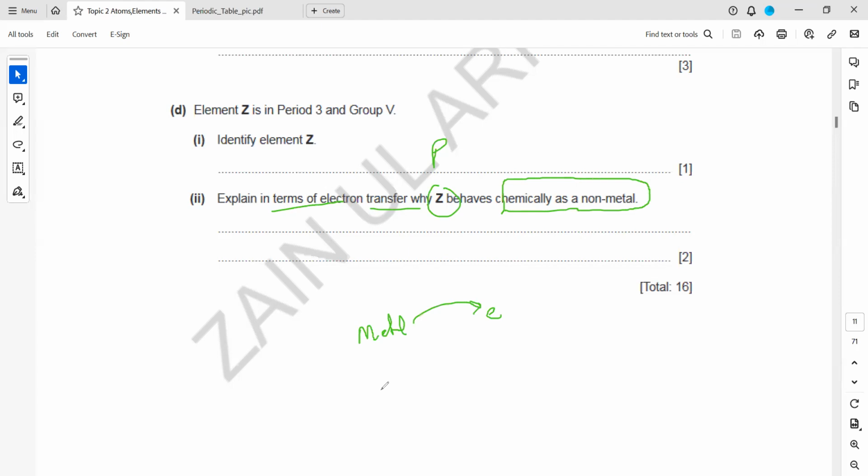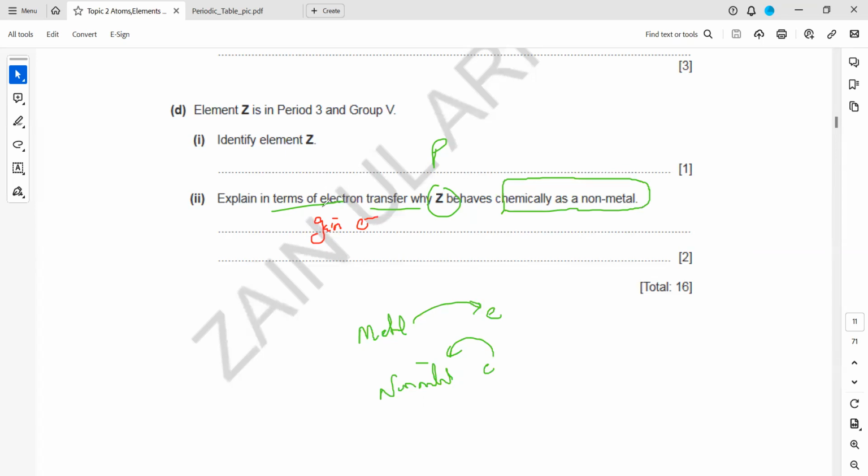And what is the characteristic of a non-metal? The non-metal have a tendency to gain electron. So how will you score the 2 marks? 1 mark, it will gain electron. And the second mark, which ion it will form after gaining that electron.